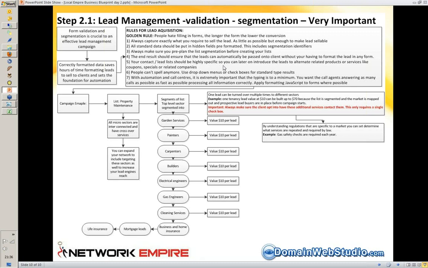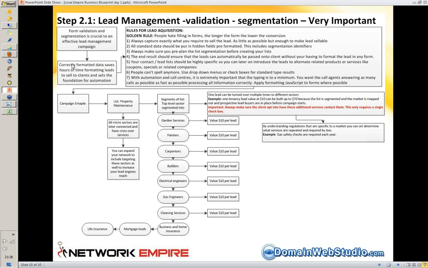Be highly specific so that later on you can actually introduce the leads to alternate related products or services like coupons, specials, or related companies. Because remember, the guy's opted into your list, giving you permission to basically do a service for him. If you segment your list properly, you now know how to connect them to other tangent services and the offers that they're having.